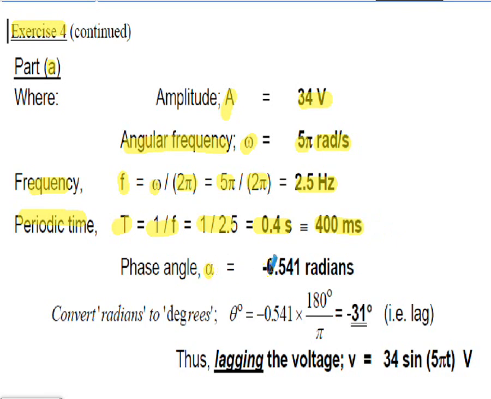The phase angle in this case is minus 0.541 radians, but the question wants it in degrees, so we need to convert. Minus 0.541 times 180 degrees over pi radians gives a value of minus 31 degrees. So that's a lag. In other words, the curve is lagging the voltage v equal to 34 sine of 5 pi t, which is the basic waveform.